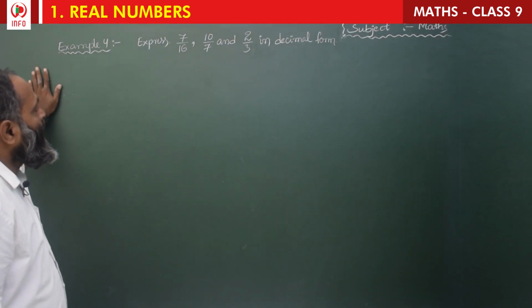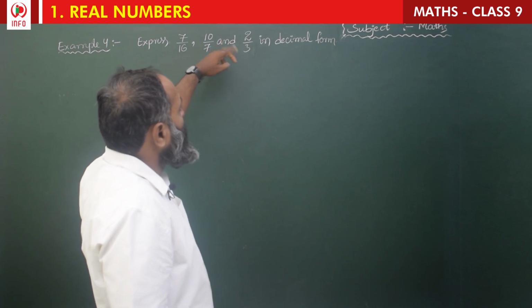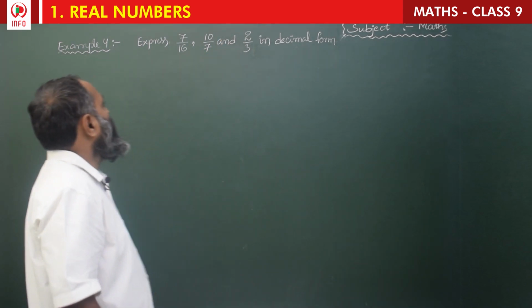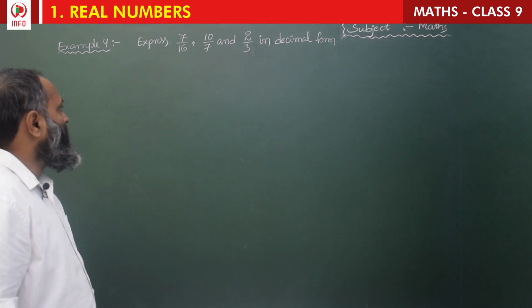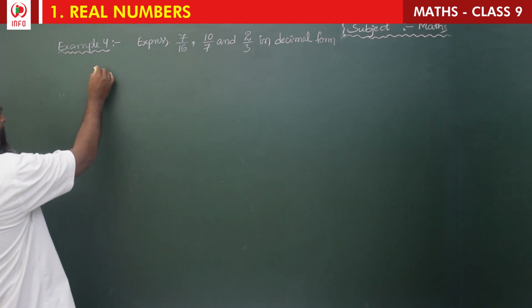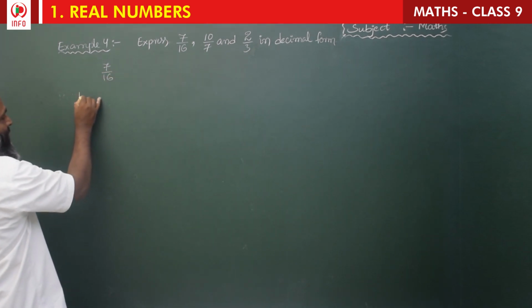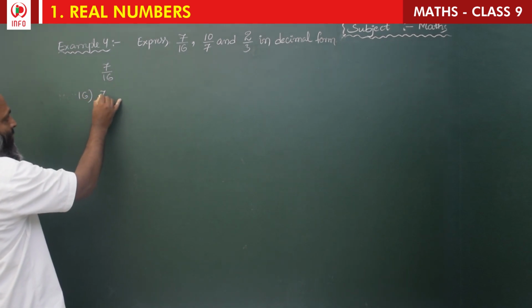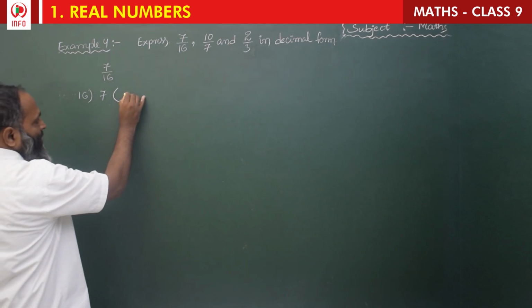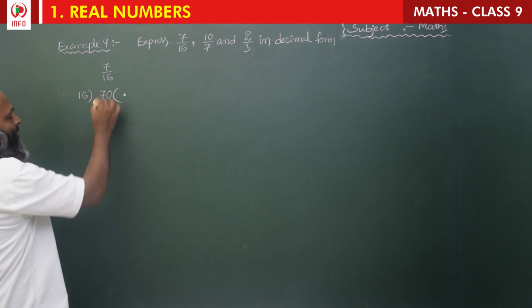Now the fourth example. Express 7 by 16, 10 by 7 and 2 by 3 in decimal form. We should express all these numbers in decimal form. First, 7 by 16. It means 16 divides 7. 7 is a smaller number, so at the very beginning we should take a decimal. If you take a decimal, then we can take 10 here.